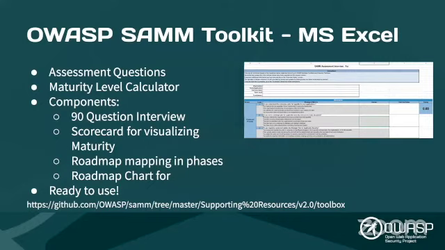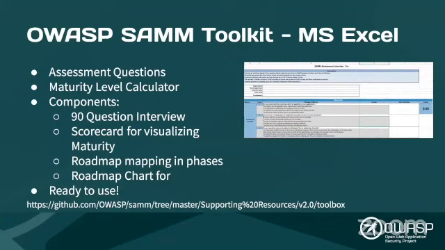So the OWASP SAMM Toolkit, as I said, is an Excel-based product. It's quite an impressive Excel toolkit. If you've not seen it, it consists of several sheets. Sheet one being the interview sheet itself, where it goes through all of the 90 questions. So there are 90 questions in the assessment, with the possibility of selecting the appropriate answer, capturing notes, and in real time showing the rating for that question.